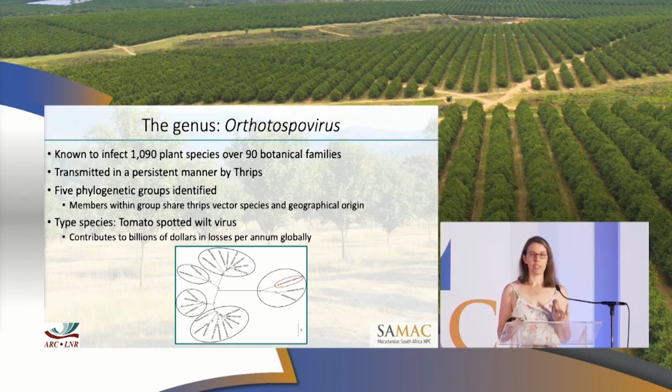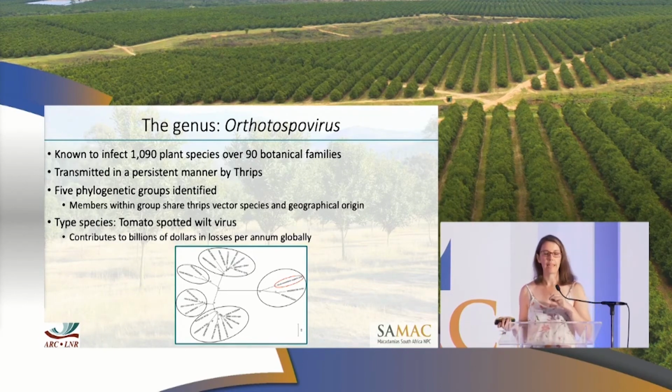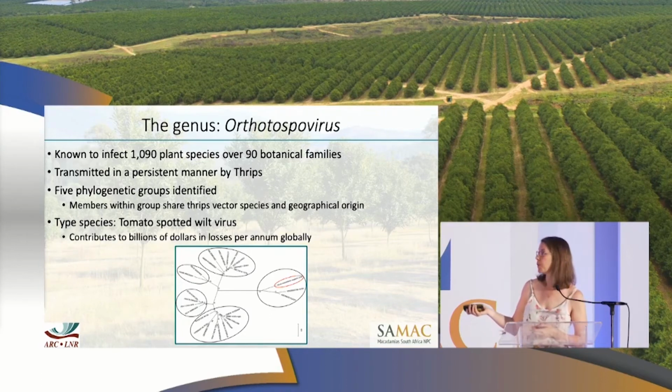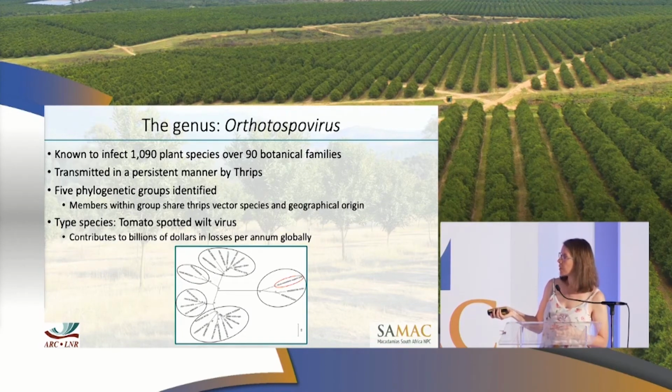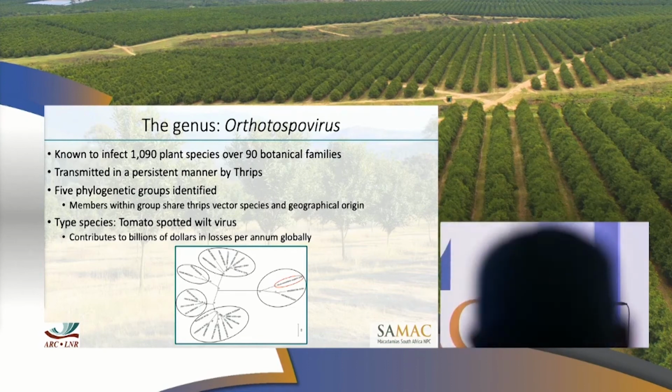As I also previously mentioned, we do have 5 distinct groups within this clade, and members within each clade actually share the geographical origin as well as the thrip species which are responsible for vectoring these viruses. However, as with everything in life, there's an exception to the rule. The group in which our virus falls, the 2 known species within this are groundnut yellow spot virus as well as groundnut chlorotic fan spot virus. Both of these actually originate from different geographical origins as well.